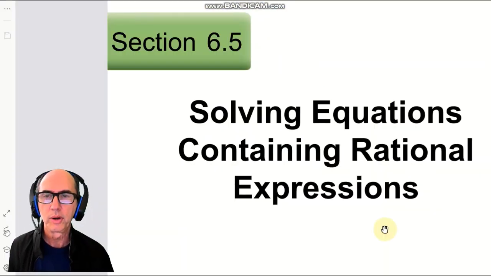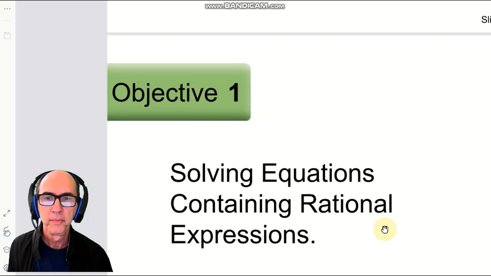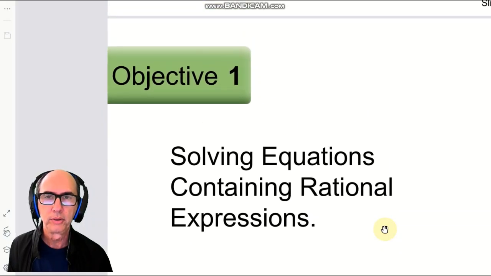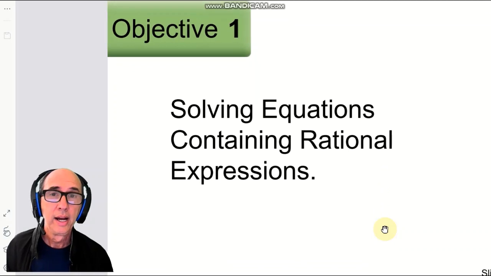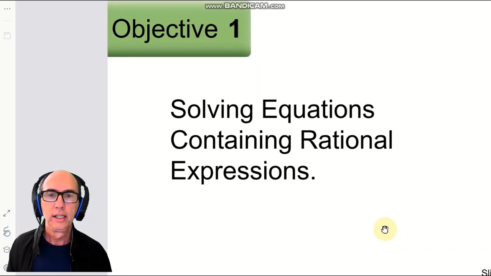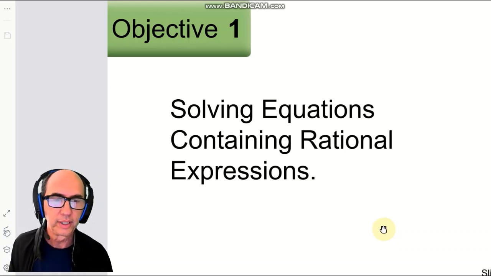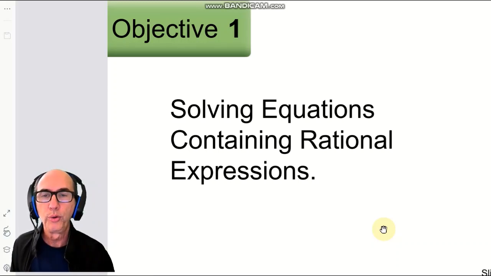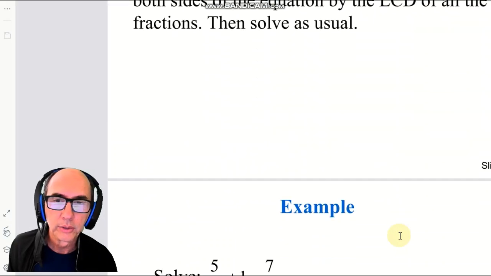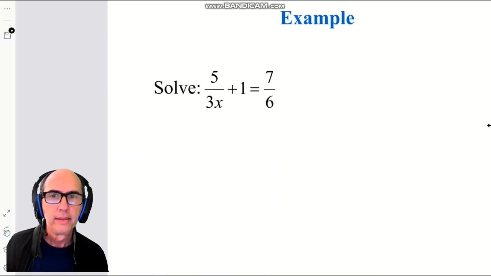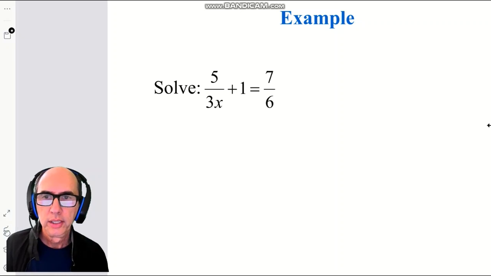Okay, today we will talk about section 6.5, solving equations containing rational expressions. We learn about rational expressions, how to simplify, how to add, subtract, multiply, divide. Now, at the end of the chapters, usually what we're going to have to do with all this knowledge is solve equations. And that's what we're going to do now. The first example, solve the equation 5 over 3x plus 1 equals 7 over 6.